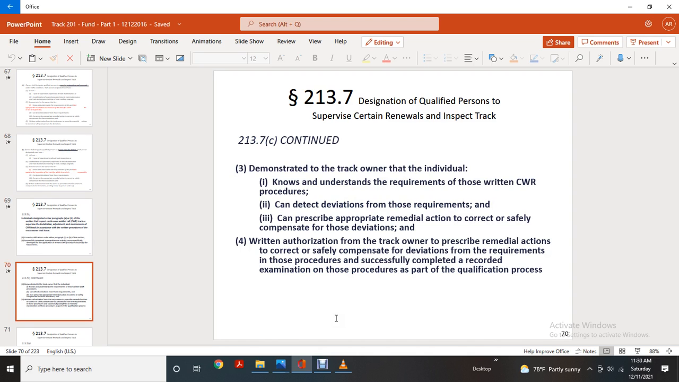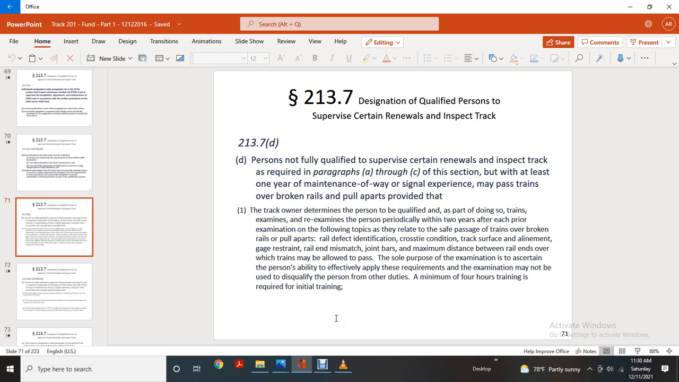213.7 C, continued: demonstrate to the track owner that the individual understands the requirements of the written continuous welded rail procedures, can detect deviations from those requirements, and can prescribe the appropriate remedial action to correct or safely compensate for the deviation, or has written authorization from the track owner to prescribe remedial action to safely compensate for the deviation. Requirements of those procedures: successfully complete a recorded examination on the procedures as part of the qualification process.